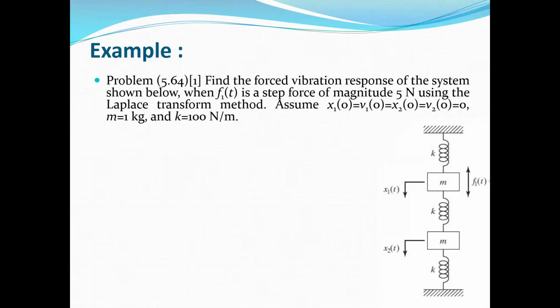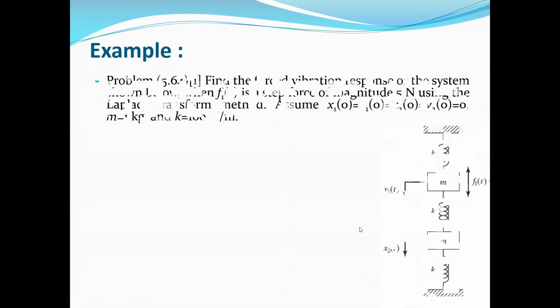And here in this case, we have the zero initial condition. As you can see, x1 and v1 at t equal to 0 are 0, and x2 and v2 at t equal to 0 are 0. So the initial conditions for this problem are 0. The mass m is 1 kilogram and the stiffness of the spring is 100 newton per meter. There are 3 springs and we have 2 masses, so the degrees of freedom considered here are x1 and x2.